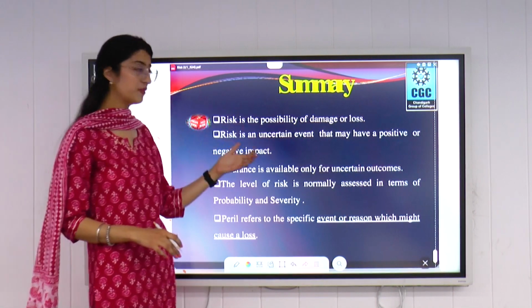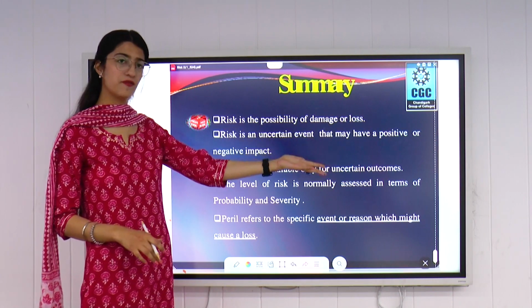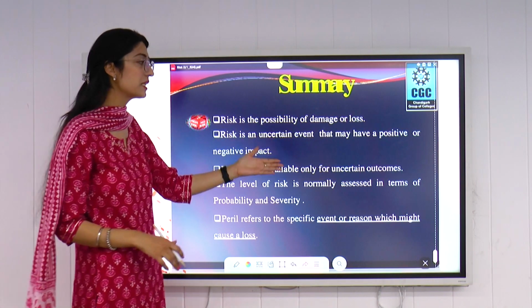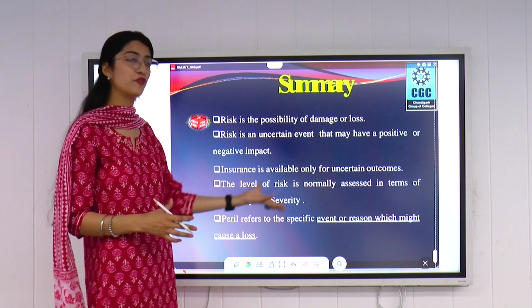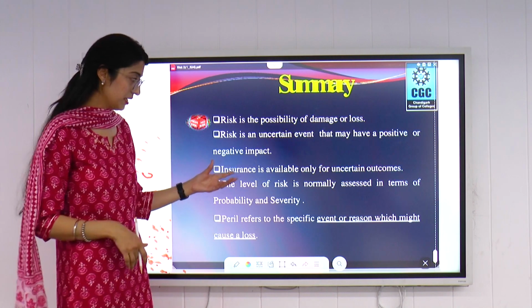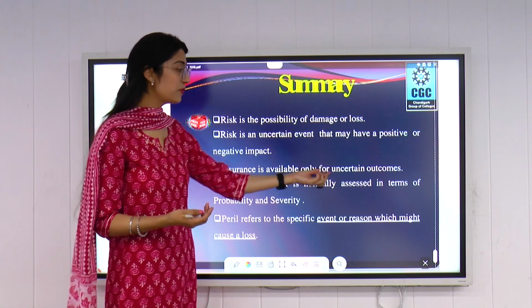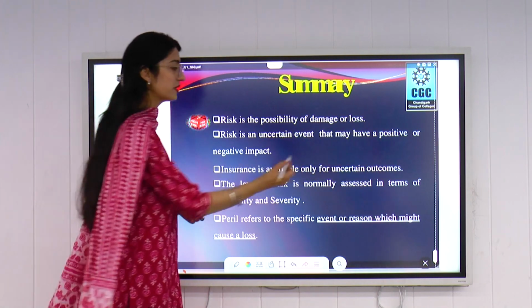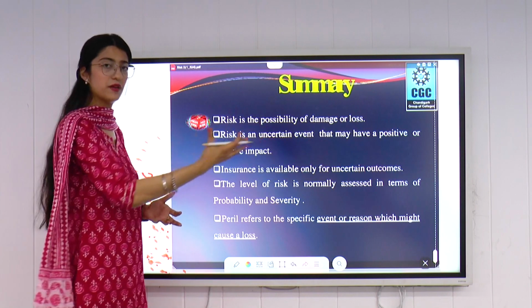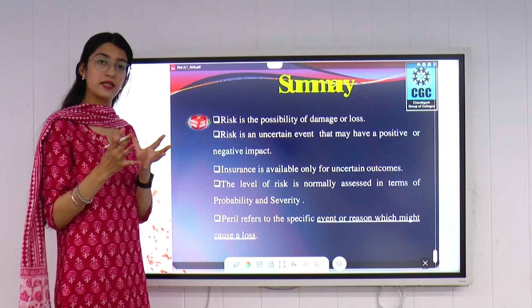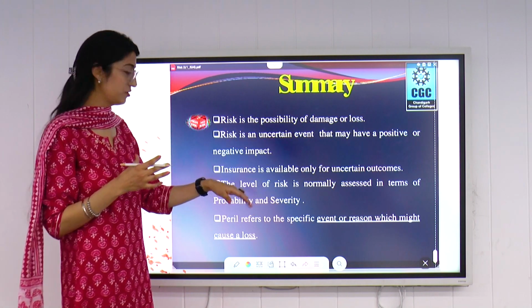Now something that we have discussed is that risk is the possibility of damage or losses with certain uncertain events that may have a positive or negative outcome. So insurance is one risk management technique which is available only for uncertain outcomes. This is a certain thing which is very vast and cannot be covered in one lecture.